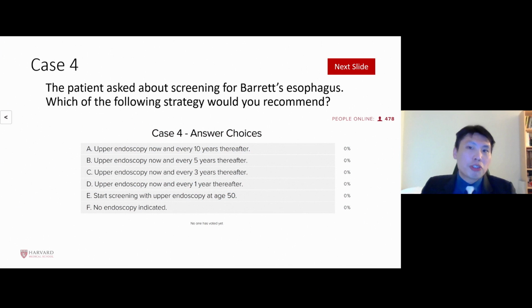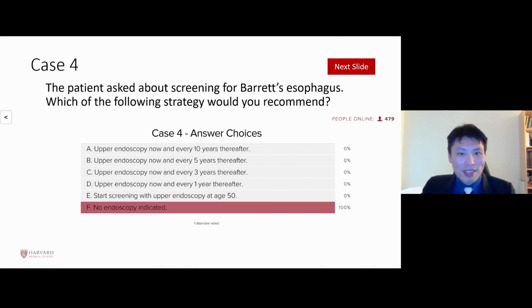She wanted to ask you about screening for Barrett's esophagus because she has a history of reflux. Which of the following strategies would you recommend? Would you prefer an upper endoscopy now and do it every 10 years, or every 5 years after, or every 3 years after, or every 1 year after, or starting screening at age 50, or not doing one at all?